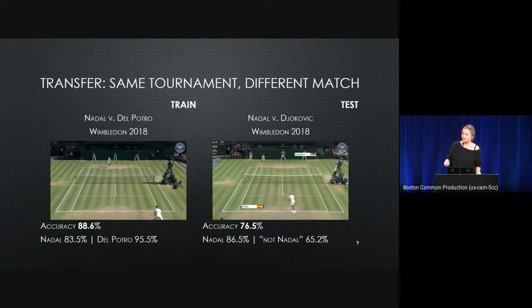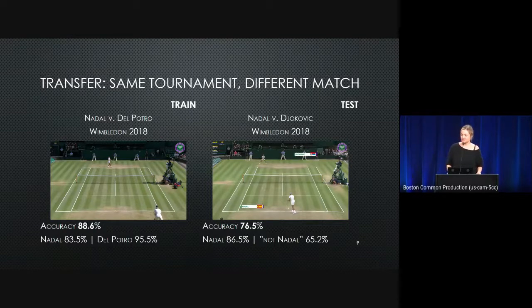And this is a really good example. I liked this one because the accuracy on the match we trained on for Nadal's all right. It's 83.5% precision when it's trying to figure out whether or not this is Nadal. So that means, more or less, when it guessed Nadal, it was about 83.5% correct. On the other hand, it really knew Del Potro. It got very familiar with Del Potro. When it guessed that it was Del Potro, most of the time it really, really was.